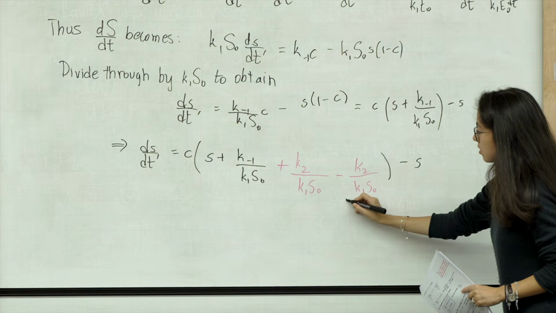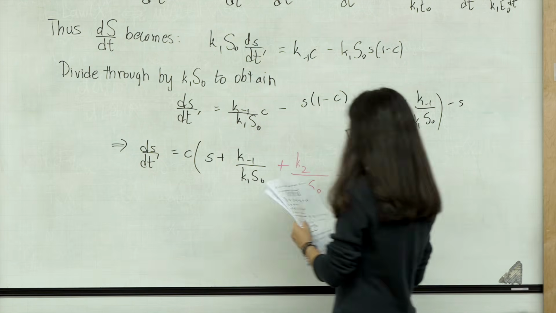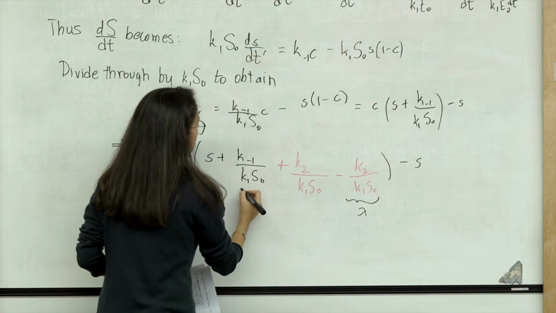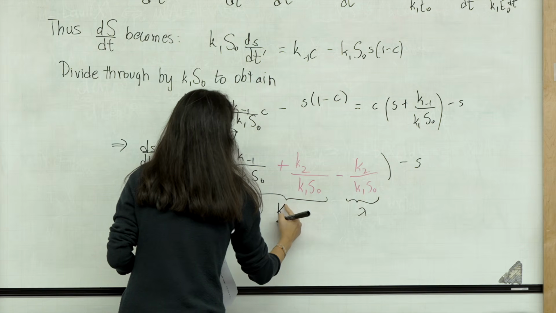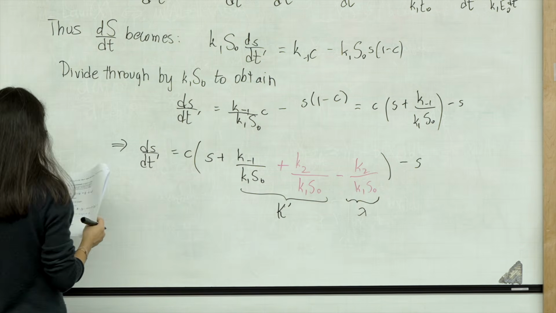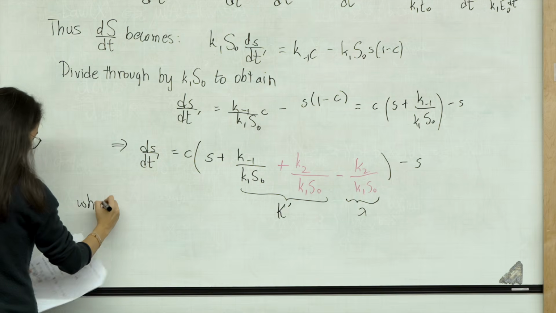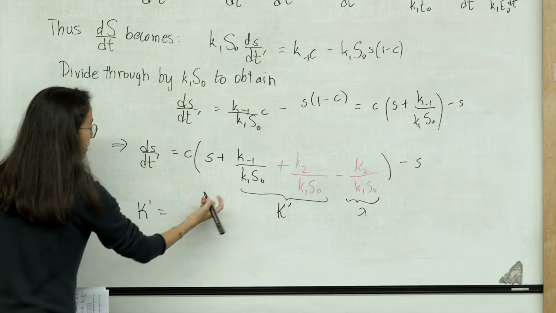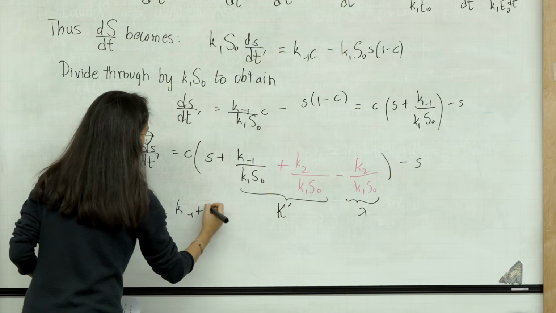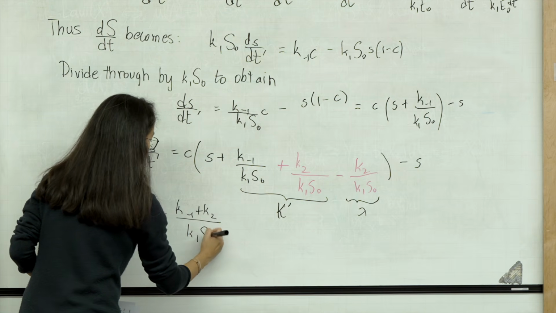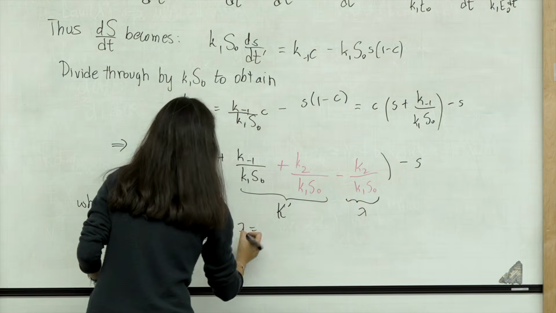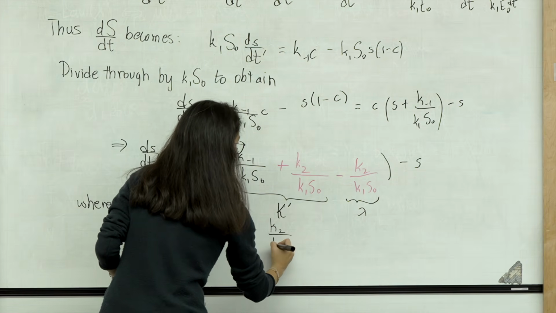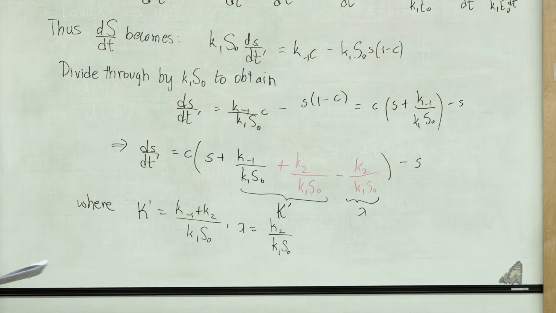So the reason I did this is because this will become a parameter that I call lambda. And this will also be used throughout the model. It will be denoted as k prime. So let's write it out. So this k prime is basically, this is the same denominator. So I have k minus 1 plus k2 divided by k1 is 0. And I have defined lambda to be the thing after the minus. So it's basically k2 over k1 is 0. OK, so this is what we have for this.